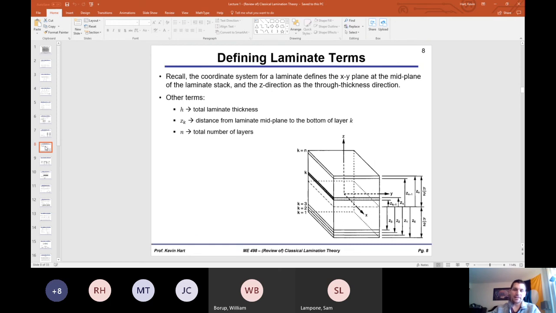Finally, we define some laminate terms, like where the kth lamina is. We put our coordinate system in the middle of the laminate stack and then said that the location of lamina k is at Z sub k. The lamina below that is at location Z sub k minus 1, and so on. So we can describe where each lamina is in the laminate given our global coordinate system XYZ centered at the middle of the stack. The full height of the laminate we defined as h.